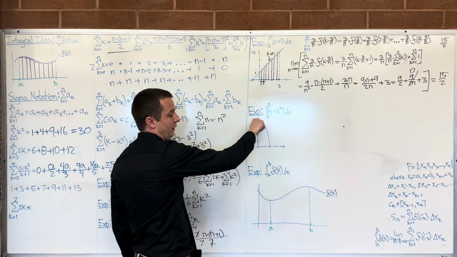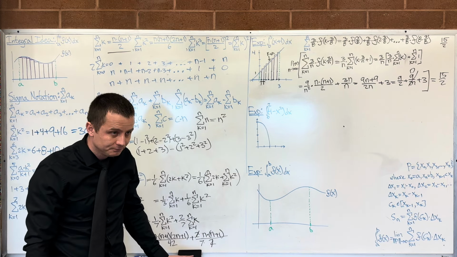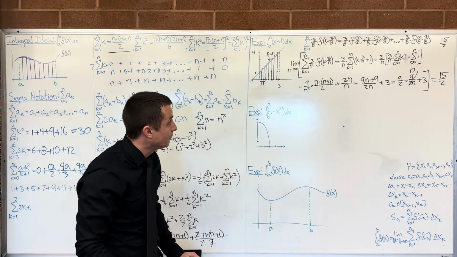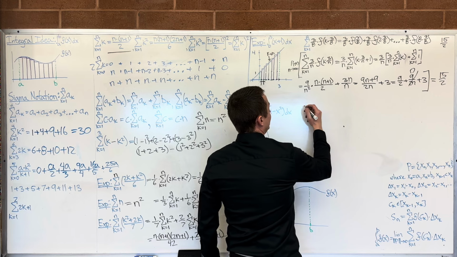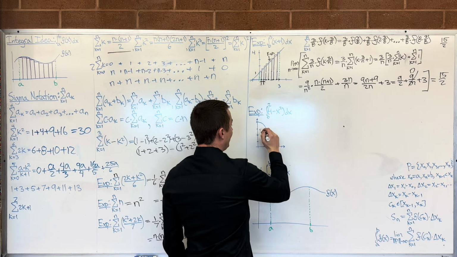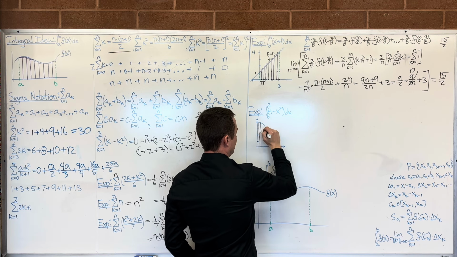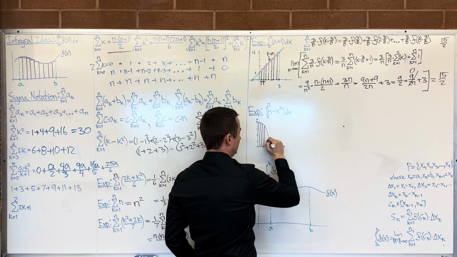Our function is 4 minus x squared. It's a parabola pointing down like this. You with me? Okay, and we're going to do the exact same thing. We need to sum up the areas of rectangles. So I'm going to divide this thing up into n rectangles. Well, first we'll just divide it up into n, and then we'll take the limit.